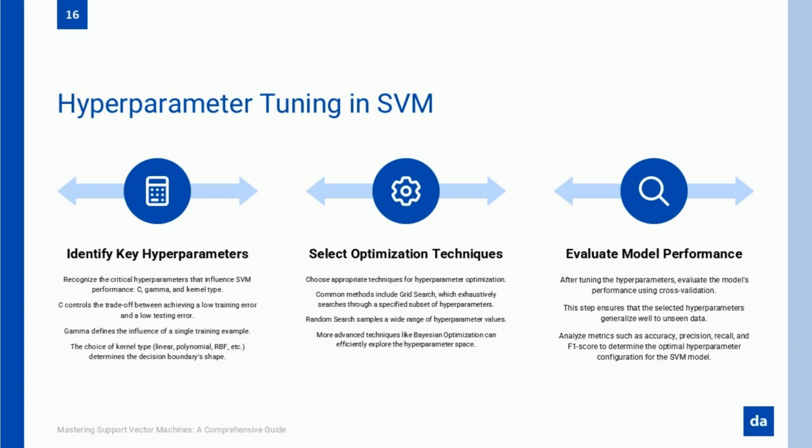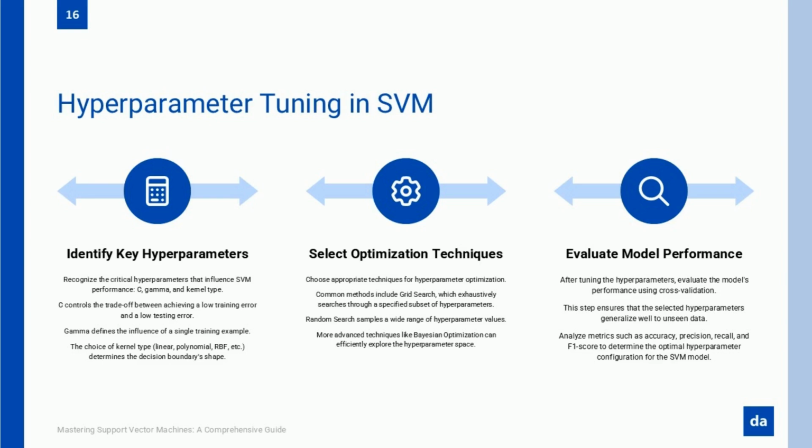Gamma controls how much influence a single training example has. A low gamma means each point has a large influence, resulting in a smoother decision boundary that may underfit the data. A high gamma means points have a very local influence, leading to highly complex boundaries that might overfit. If gamma is too high, the model memorizes the training data, performing well on it but failing on unseen examples.